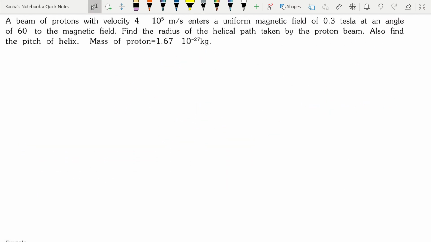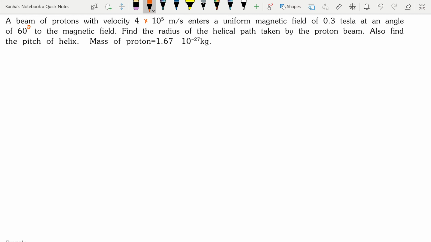A beam of protons with velocity 4 into 10 to the power 5 enters a uniform magnetic field of 0.3 Tesla at an angle of 60 degrees to the magnetic field. Find the radius of the helical path taken by the proton beam. Also find the pitch of the helix. The mass of the proton is given as 1.67 into 10 to the power minus 27 kg.